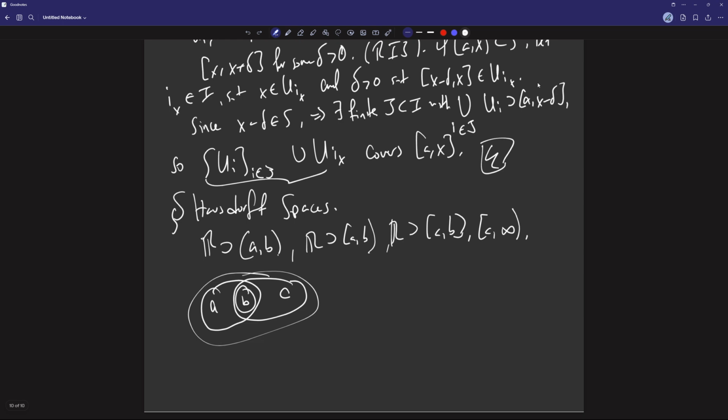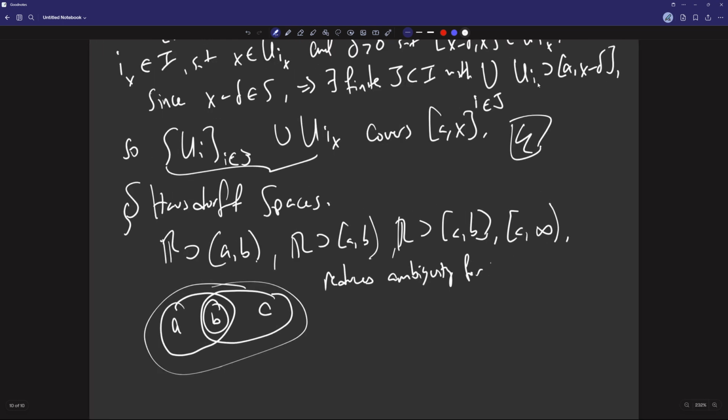And of course, there's also notions of convergence, and Hausdorff also reduces ambiguity for open, closed, or neither sets, and also reduces multiple convergences.